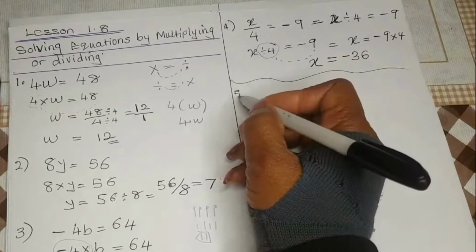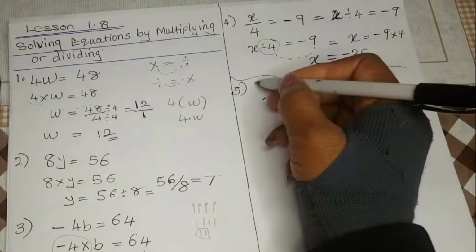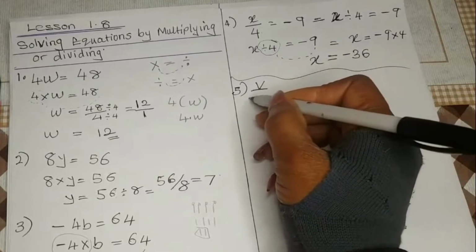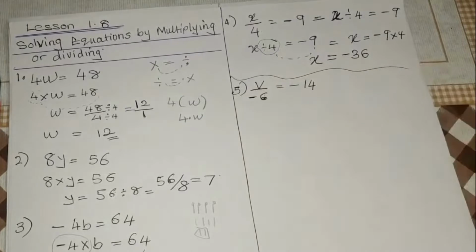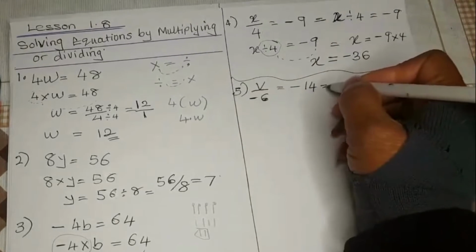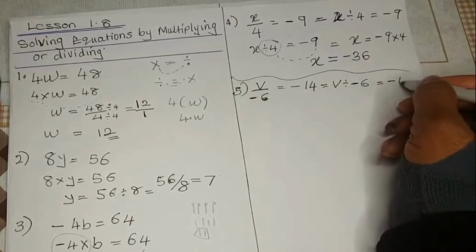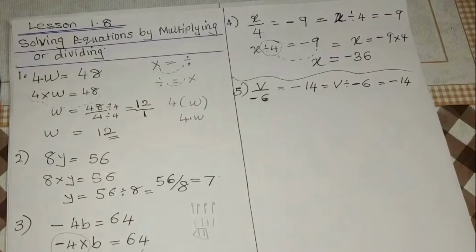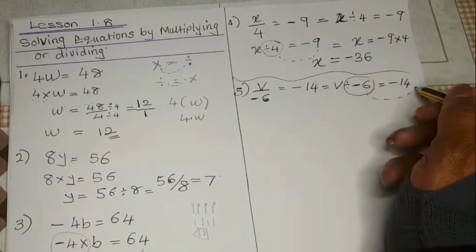We're going to do question number 5, which says v over negative 6 equals negative 14. So I'm going to write it out for you like I did here: v divided by negative 6 equals negative 14. Remember what we did somewhere here? Okay, so we are going to move the whole of this. We'll move it over here.